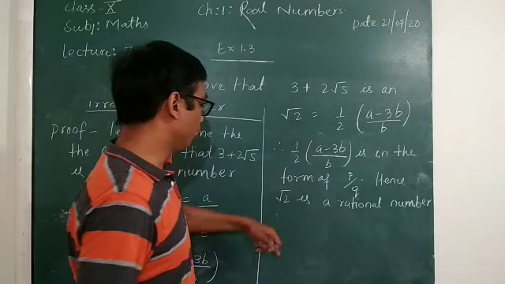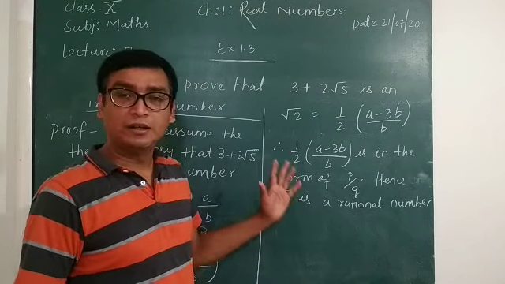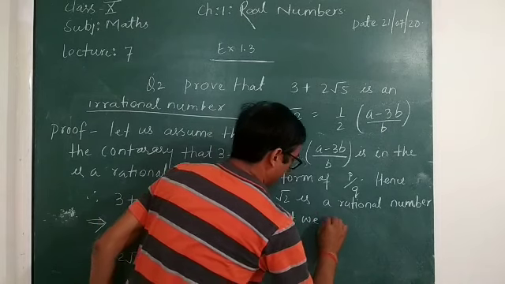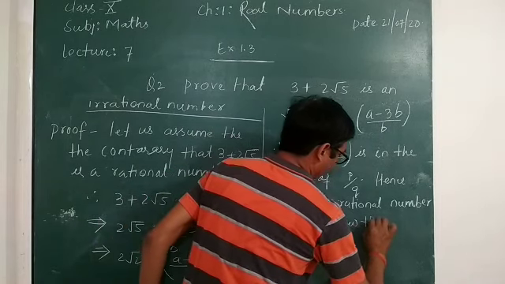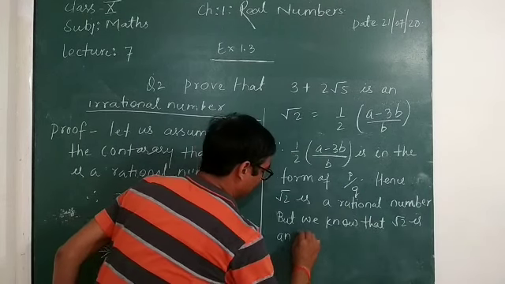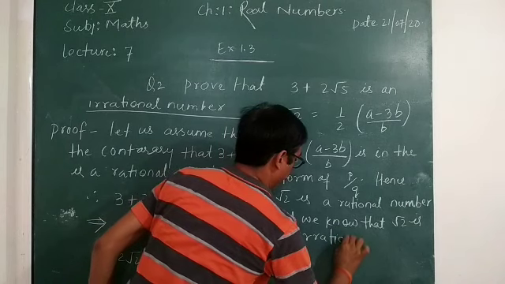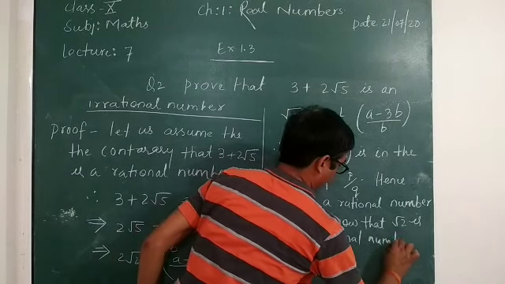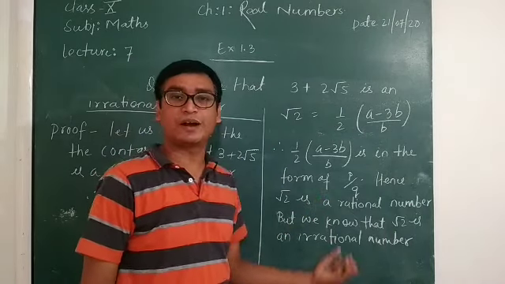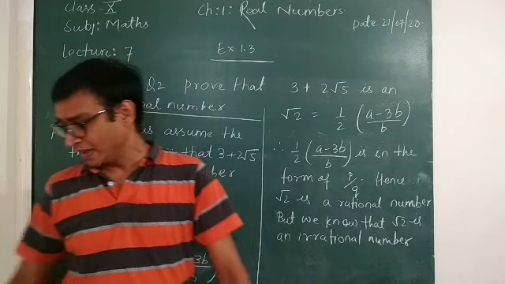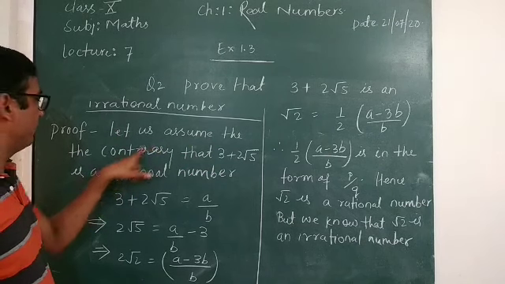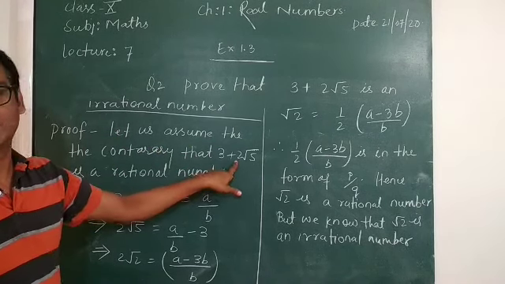But here the fact we know is that root 5 is an irrational number. So from this you can say there is a contradiction. This contradiction has arisen because of our incorrect assumption. We have assumed here that it is a rational number. Okay.